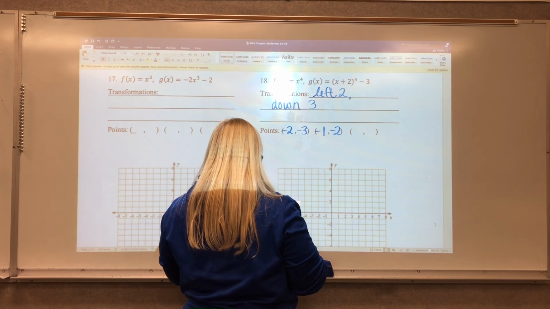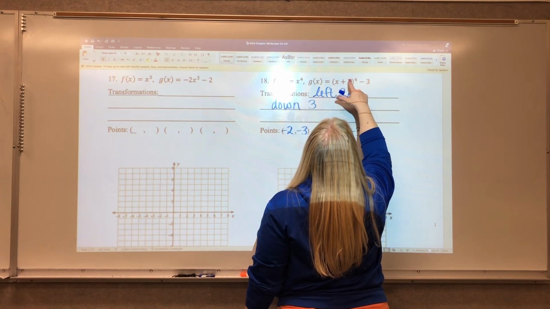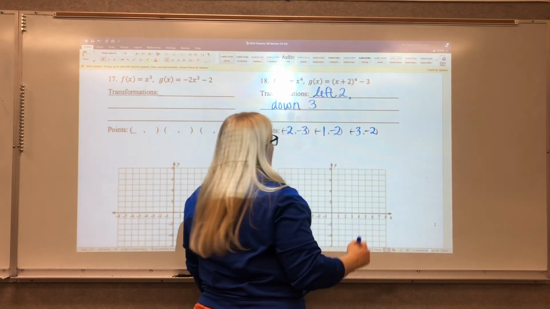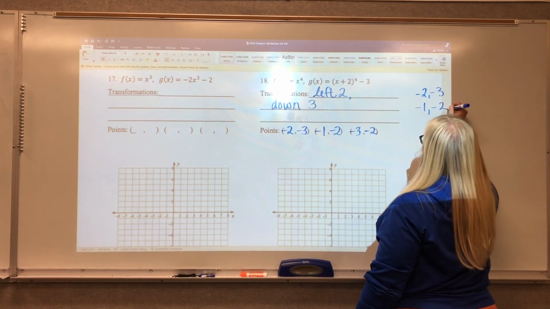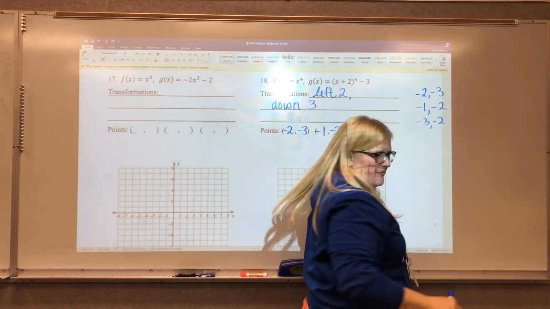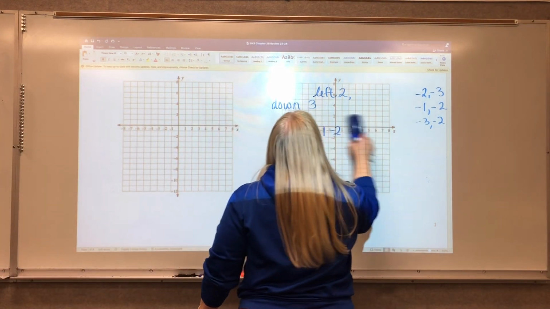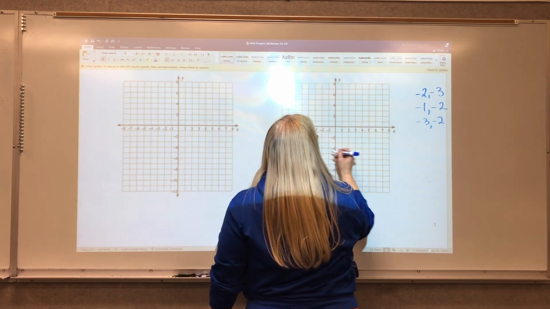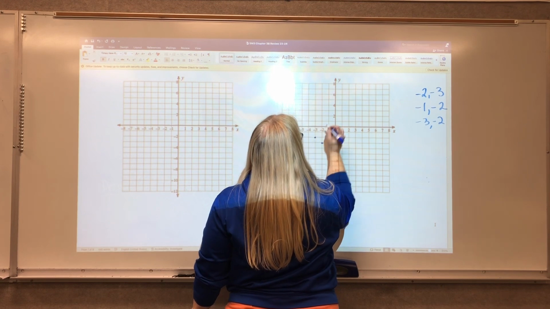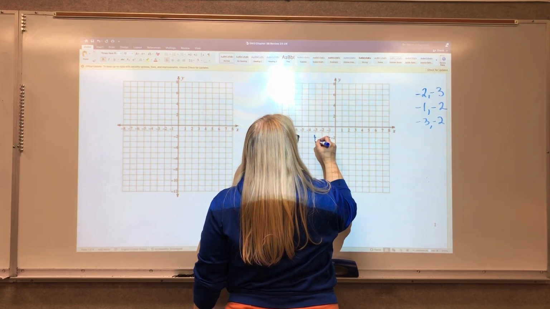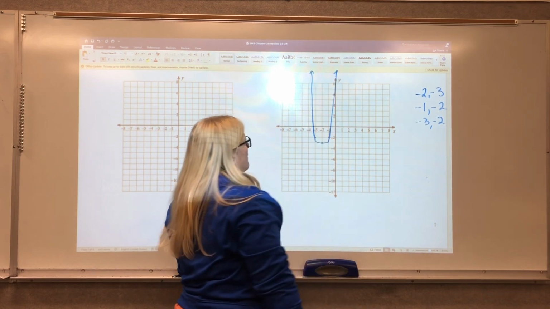Let's see, what do I have on here? -3, yeah, that makes sense. So -3 gives me -1 to the 4th is, okay, -2. All right, so -2, -3, -1, -2, -3, -2. Okay, so it's going to come down and be kind of flat, and then go up like that.